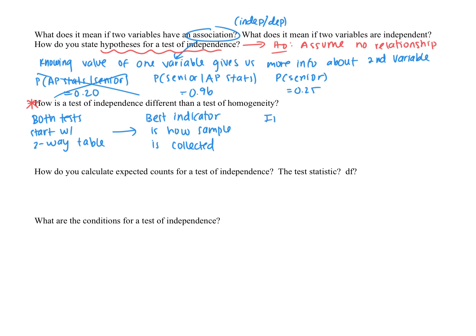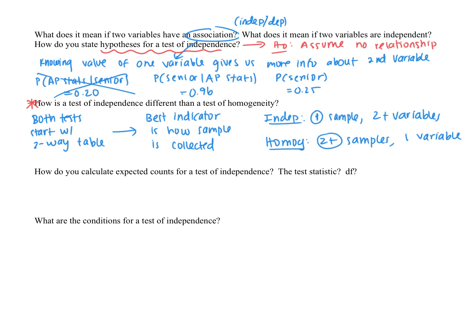Here's what I mean. A test for independence is one sample and then two or more variables. Whereas a test for homogeneity, it's going to be two or more samples. But we are only looking at one variable. So we had the people with the blue surveys compared to the red surveys compared to the control surveys. That was homogeneity. Independence, it's an entire sample, and we are collecting multiple pieces of information.